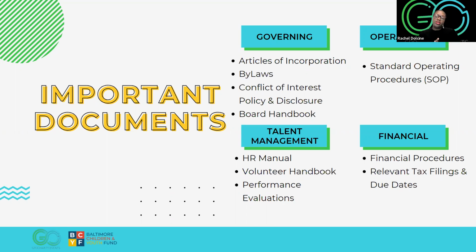Operational, your SOP, your standard operating procedures. This is for the entire organization. So this would be the CEO or the executive director, that person managing the book by which they go, the rules by which they go, their guidebook, standard operating procedures for them and the entire organization, all the staff and volunteers. Talent management, your HR manual. Do you have a handbook or some policy around volunteers?